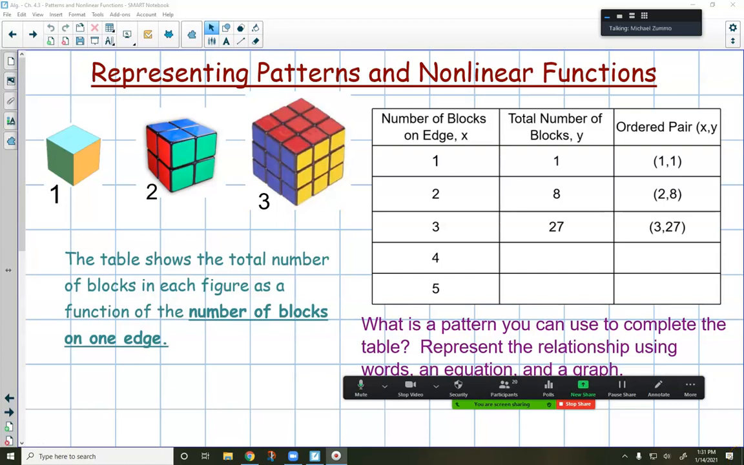Representing patterns in nonlinear functions. Alright, the table shows the total number of blocks in each figure as a function of the number of blocks on one edge. Okay? This is the corner of a block, this is an edge. So as you can see, this block has 1 as an edge, 2 as an edge, 3 as an edge.